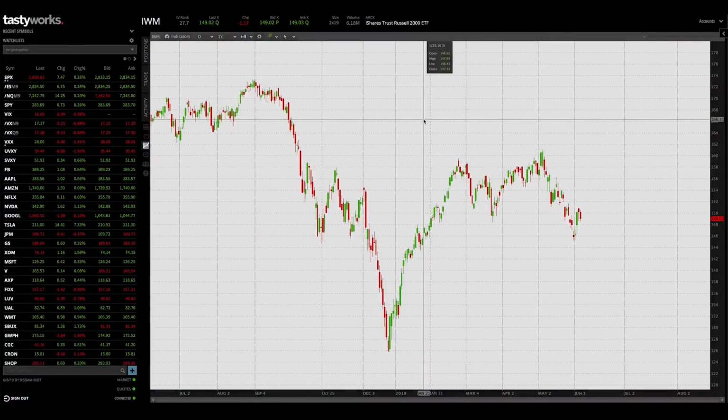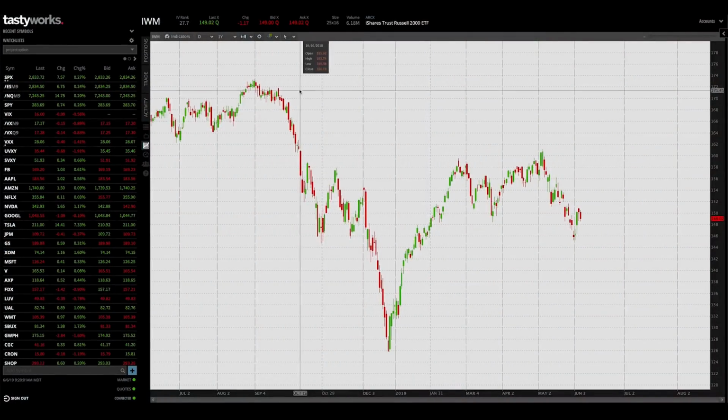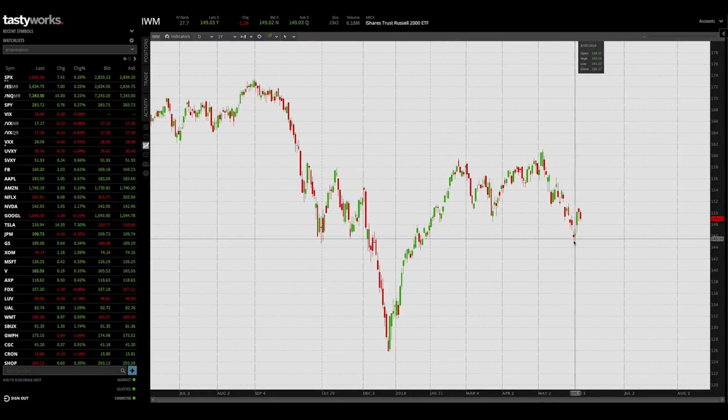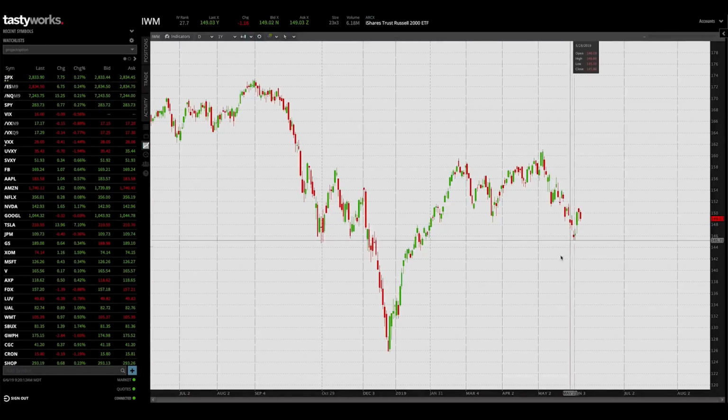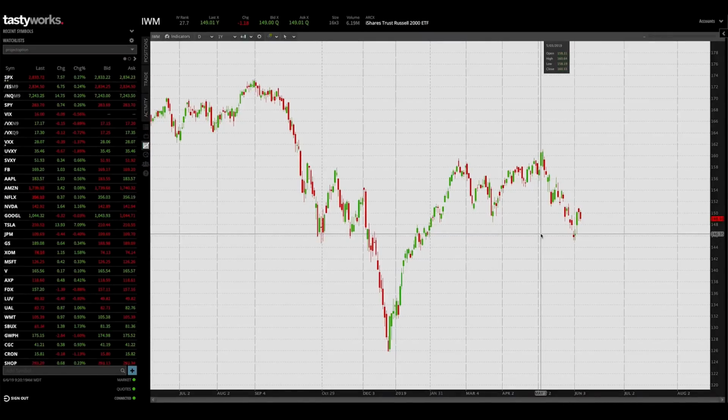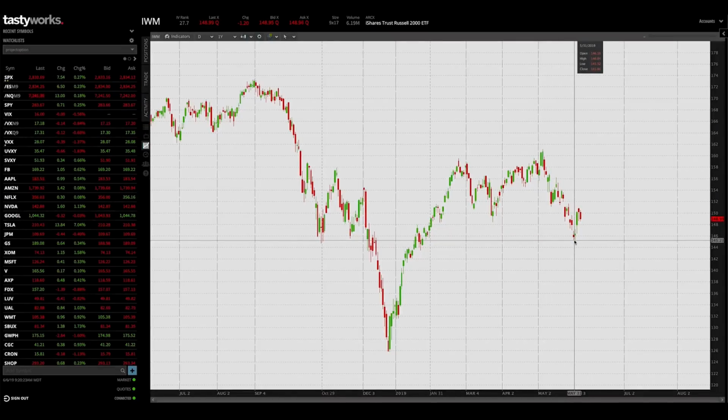I've just opened up the tastyworks trading platform, and currently I'm looking at the chart of IWM, which is the Russell 2000 ETF. As we can see here, the Russell has rebounded a little bit from this decline that it recently experienced, and it bounced from a price of around $145. Now, if I was a technical trader and I thought that this support level, so to speak, would hold up in the future, one thing I could do to potentially profit from that would be to sell a put spread.